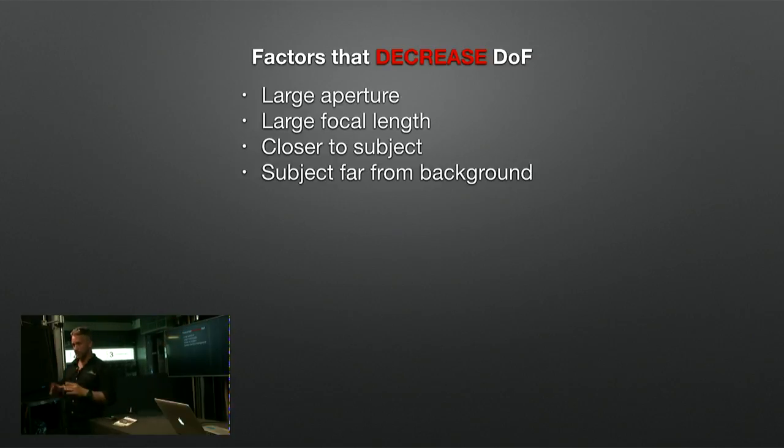Large apertures, F2.8, F4, give you that nice soft background. A large focal length helps too. The bigger you're shooting, 400, 500, 600 millimeter, the more out of focus the background is going to be, with all the other variables in place.